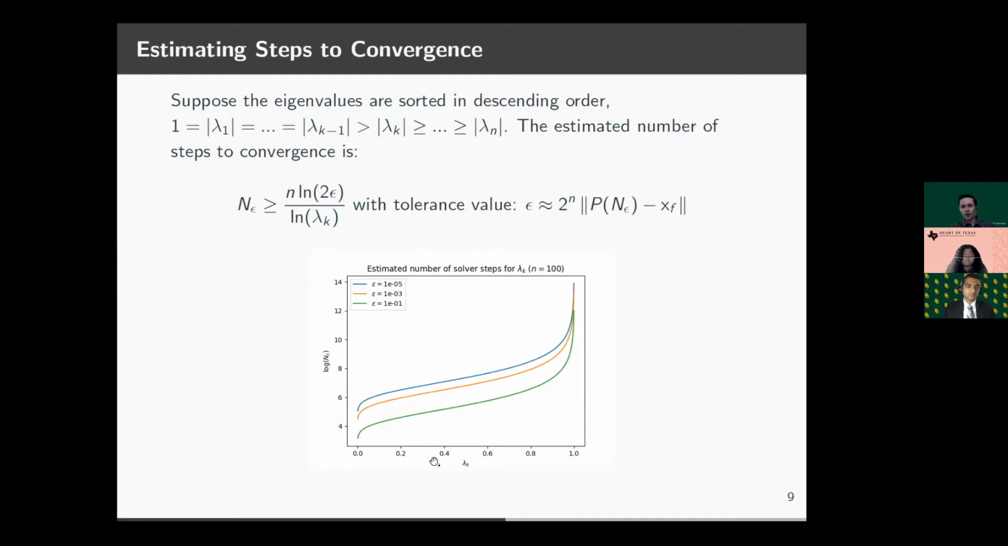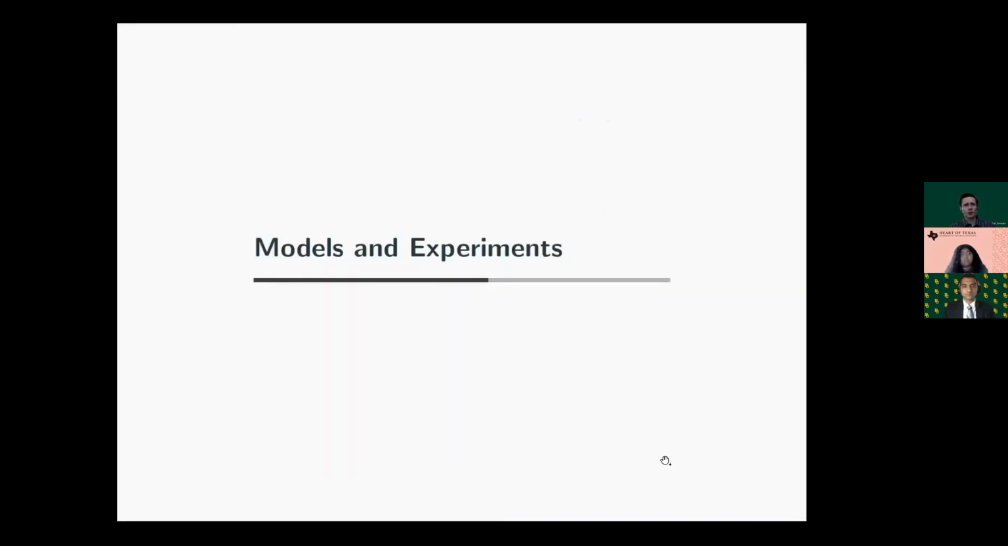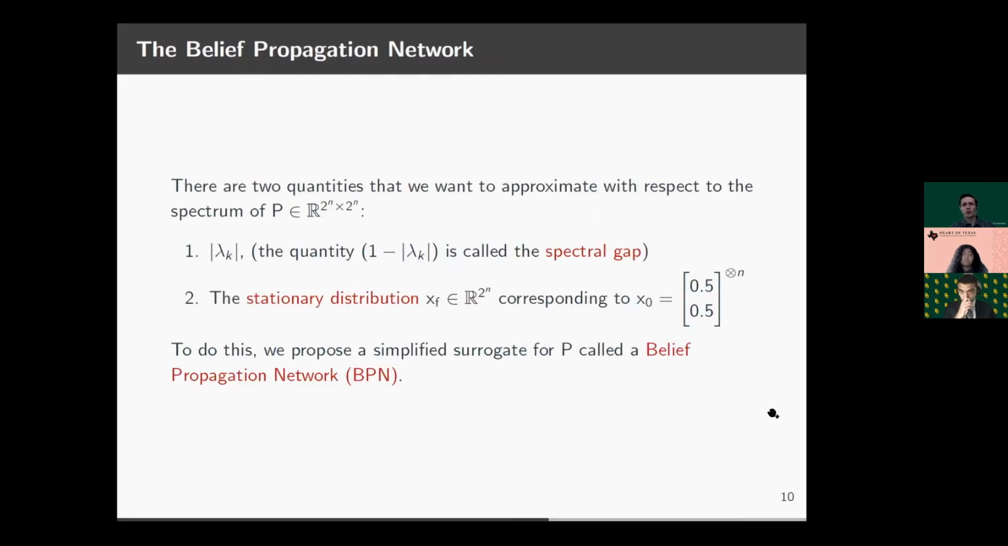And we can see that as this value approaches 1, we see a quite rapid increase in the estimated number of steps required by a SAT solver. In fact, this is on a log scale. So you can see that the closer this lambda k value is to 1, the longer it takes to find satisfying solutions. So now we're going to transition to some models and experiments that we performed.